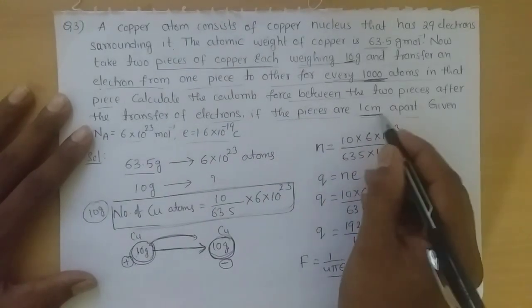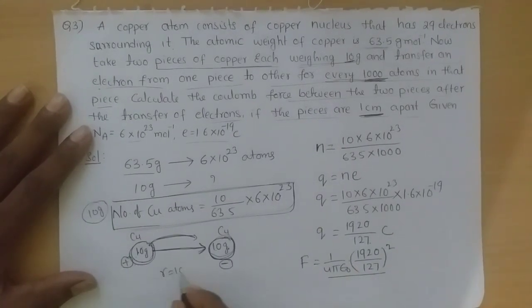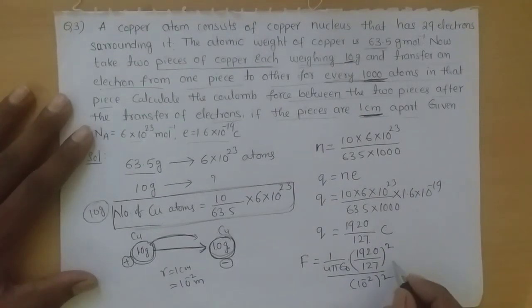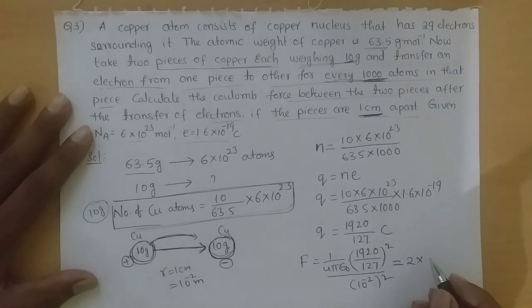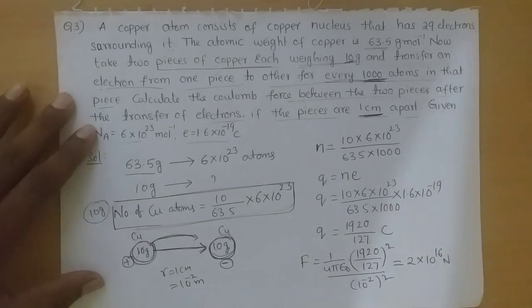Okay, 1 centimeter apart. Okay, R square. So convert the R, it is nothing but 1 centimeter. So 1 centimeter is nothing but 10 power minus 2 meters. Now R square means (10 power minus 2 meter) whole square. After simplification, we will get this value as 2 into 10 power 16 newtons.